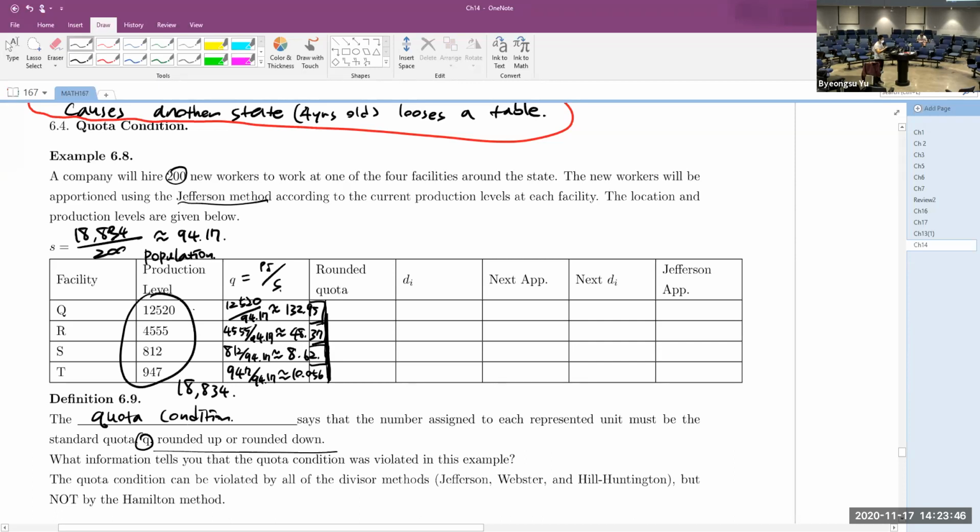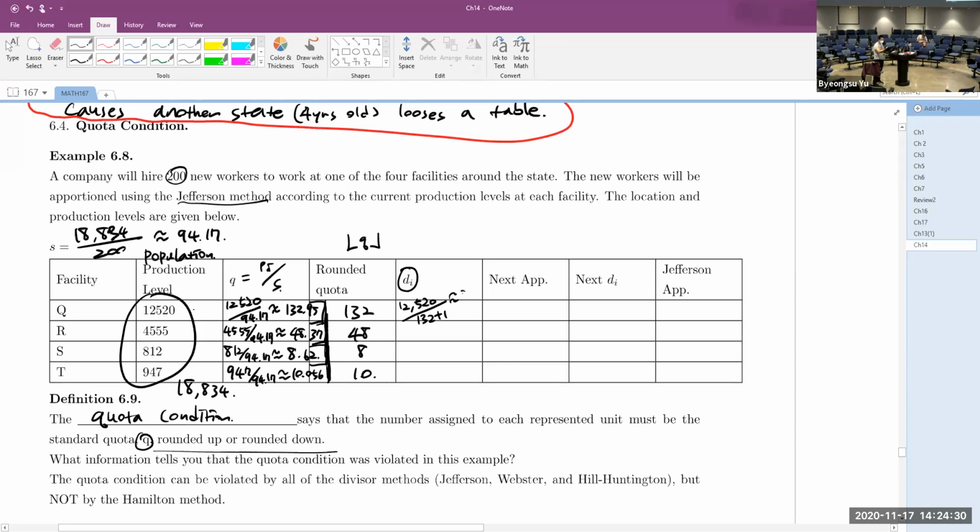So here, in the case of Jefferson's method, the rounded quota is again rounded down, right? So here it is 132, 48, 8, 10, but it is not the same as the Hamilton method. In the Jefferson method, you need to calculate this d_i, the new divisor, right? It should be your population, in this case of Q, 12,520 over your rounded quota plus 1, right?